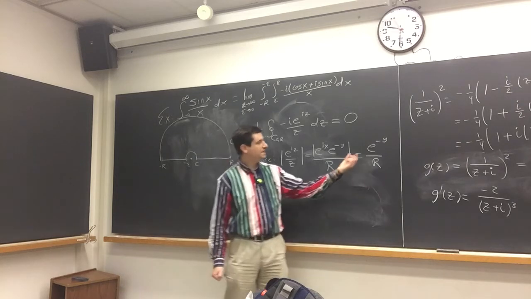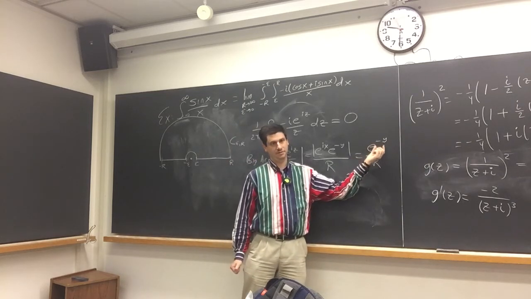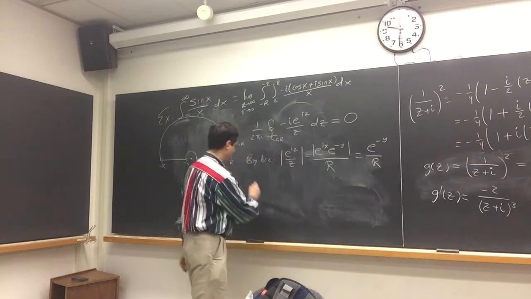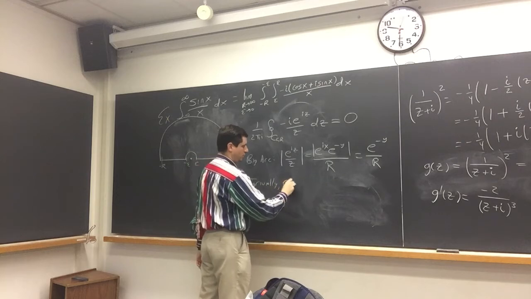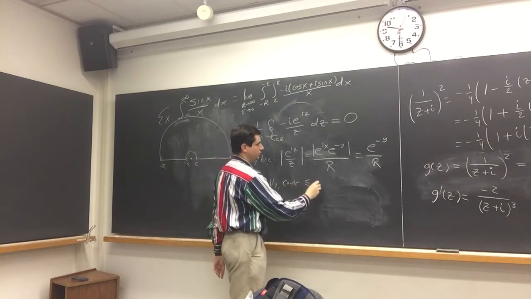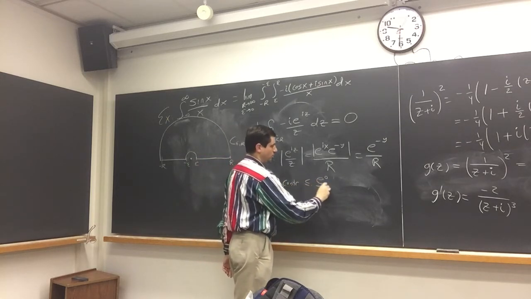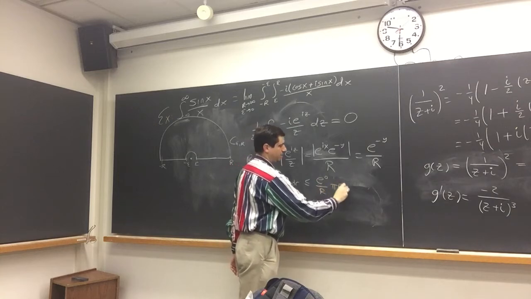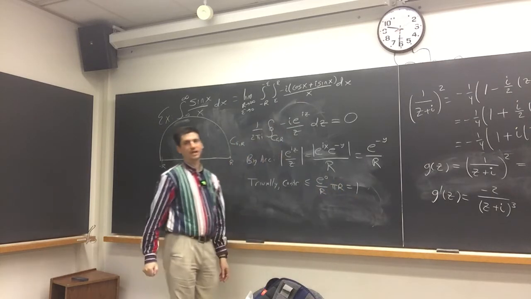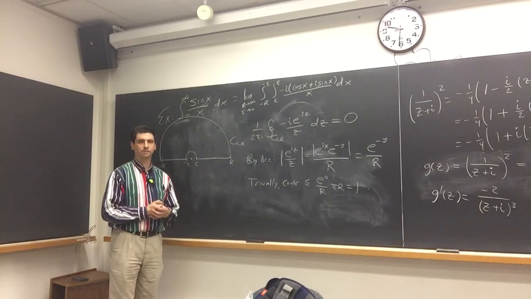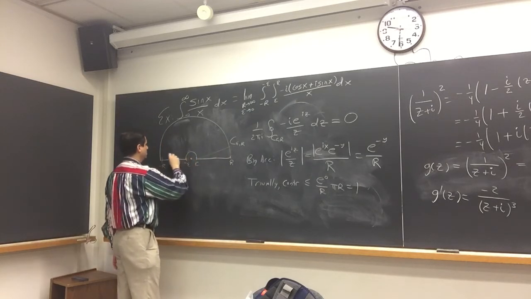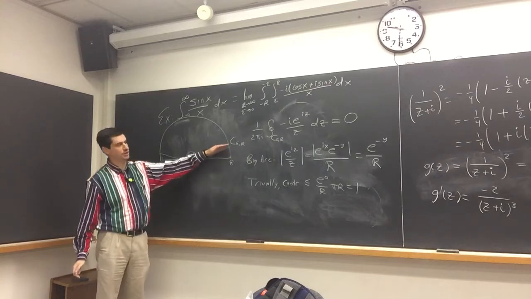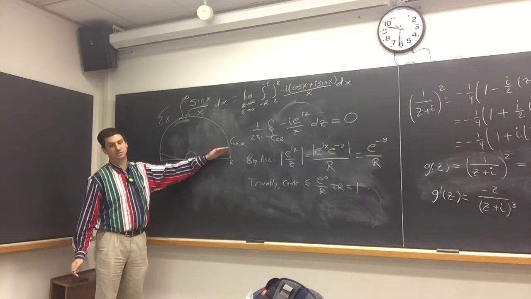So the problem is we need to gain a little bit of decay. Because if I just did the trivial bound, the contribution is less than or equal to e to the 0 over r times pi r, which is 1. And it's not going to 0 with r. But if we just stay a little bit away over here, if we move up just a little bit, so y has some r dependence.